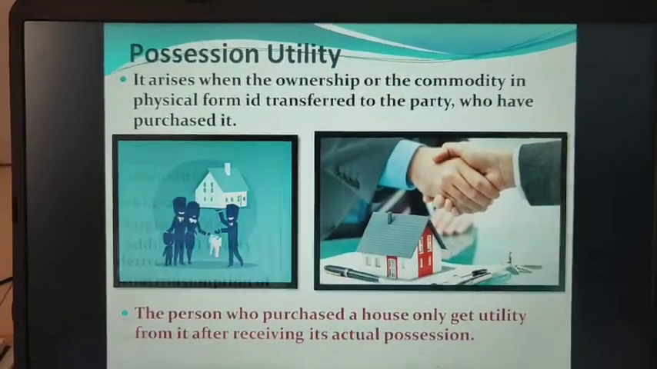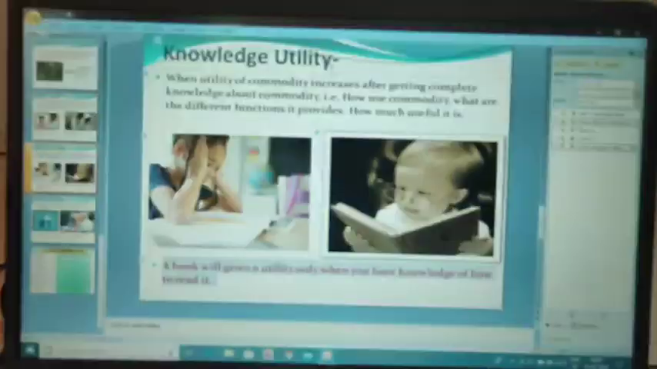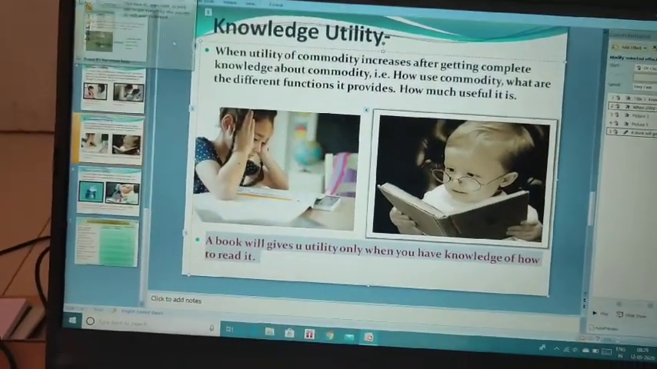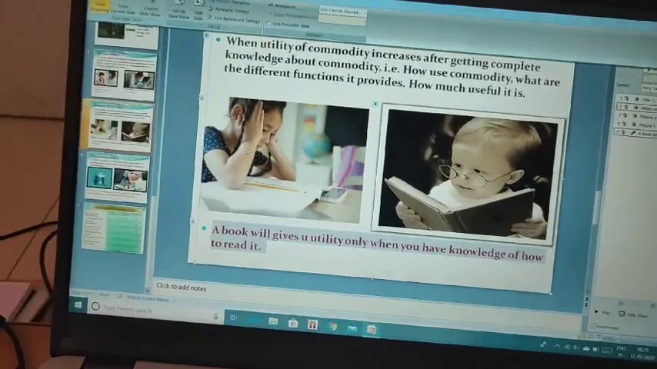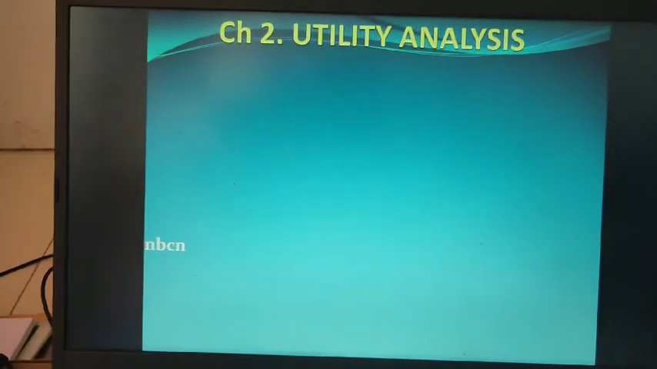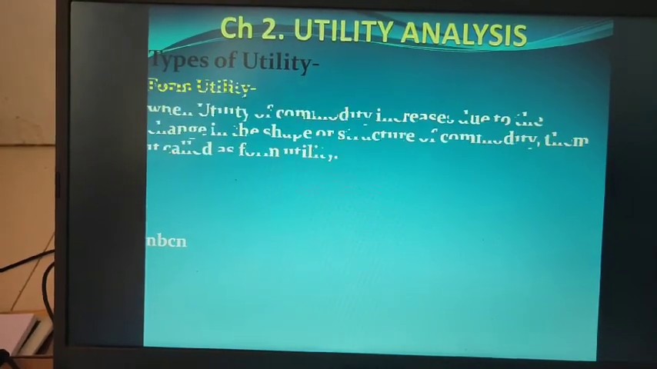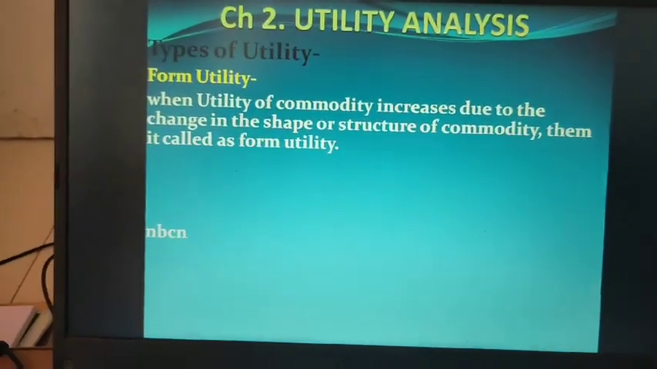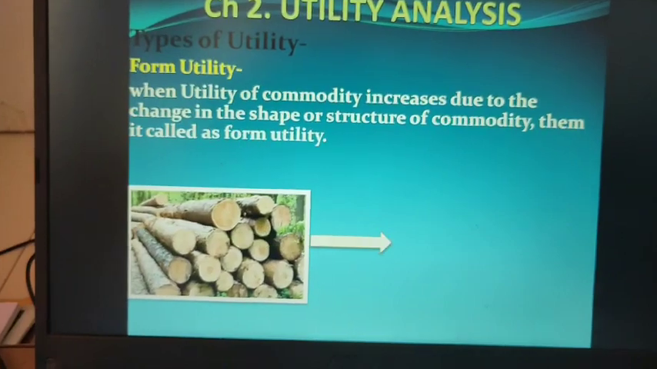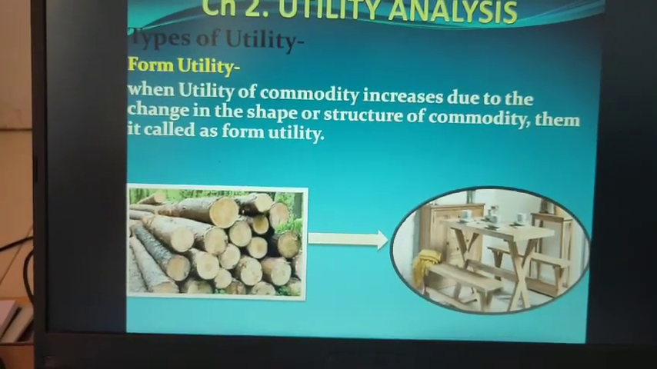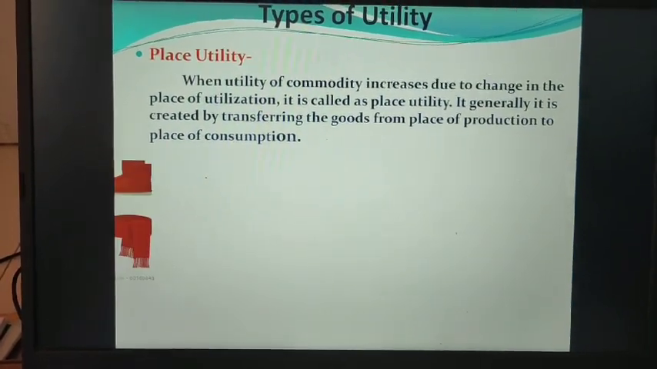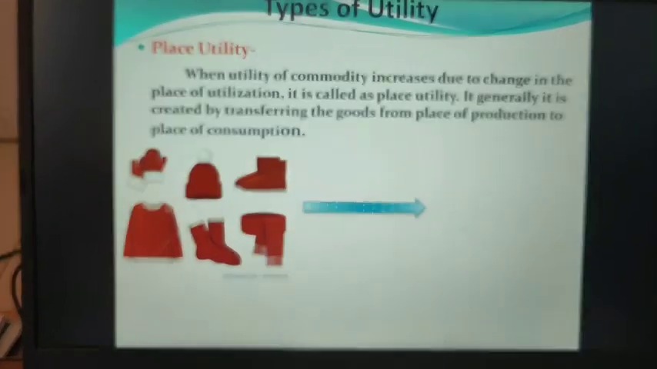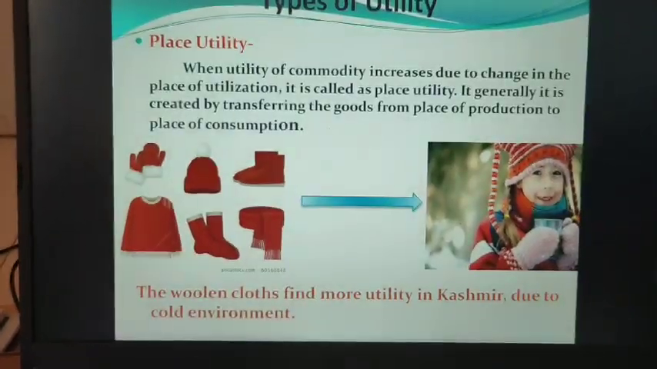Okay, so let's have a quick revision of the overall presentation we have just seen, right? The types of utility, the forms of utility. First is form utility. After changing the form of production of any product, we get more utility. After that, next is place utility. When we change the place of utilization, we get more utility out of the commodity, right?